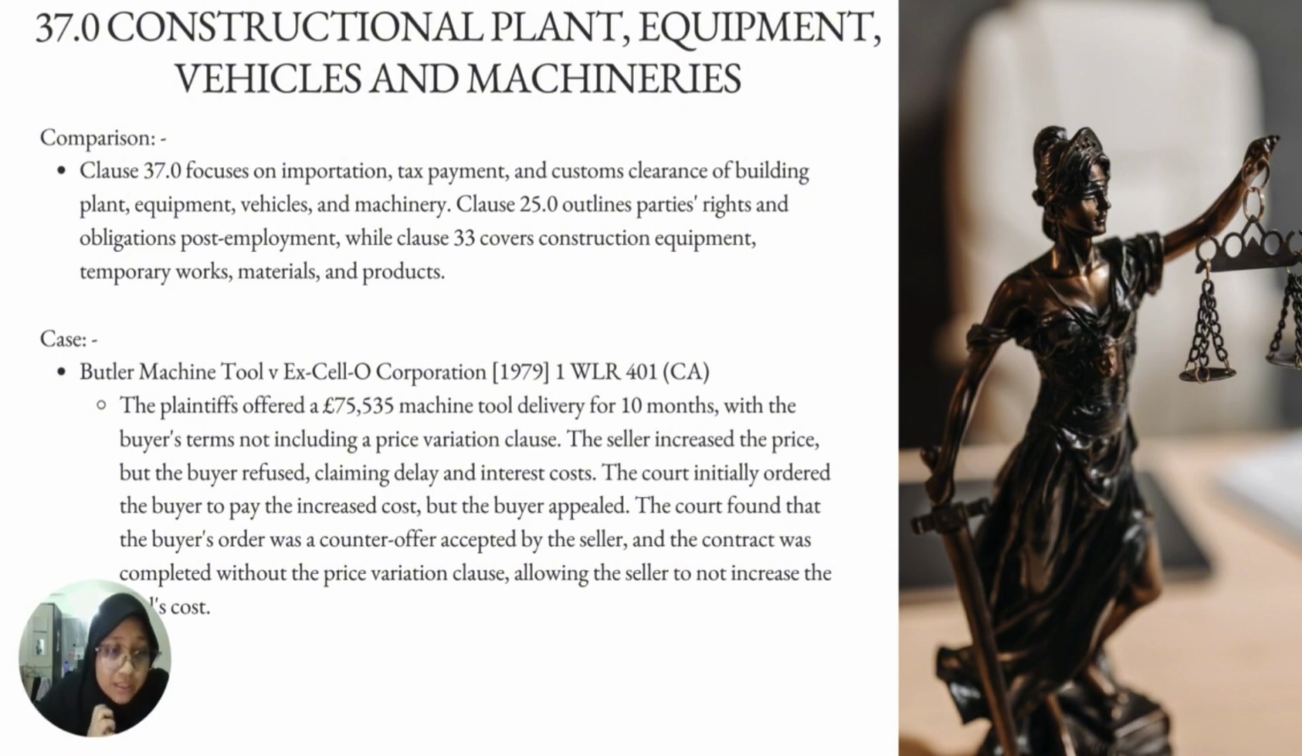The case is Butler Machine Tool versus Ex-Cell-O Corporation. The plaintiff offers a machine tool for delivery in 10 months for £75,535 sterling, with the buyer's terms not including a price variation clause. The seller increased the price, but the buyer refused, claiming delay and interest costs. The court initially ordered the buyer to pay the increased cost, but the buyer appealed. The court found that the buyer's order was a counter-offer accepted by the seller, and the contract was completed without the price variation clause, preventing the seller from increasing the total cost.